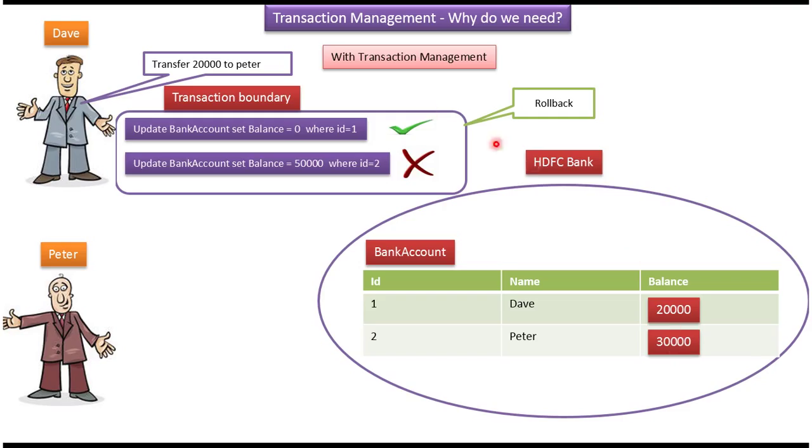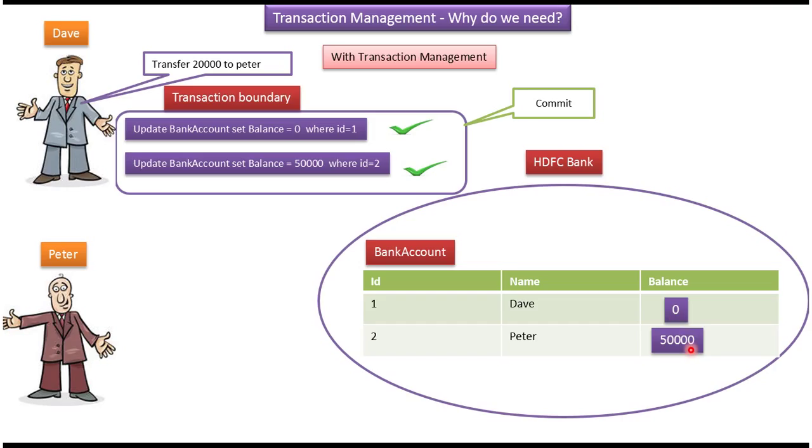So if any one of the queries fails, the transaction will be rolled back, and the state of the table will be the same. And suppose both queries are executed successfully, then we have to just commit the transaction. Then the changes will be immediately applied to the database table. So here you can see from Dave's account 20,000 has been deducted, and in Peter's account 20,000 has been increased.